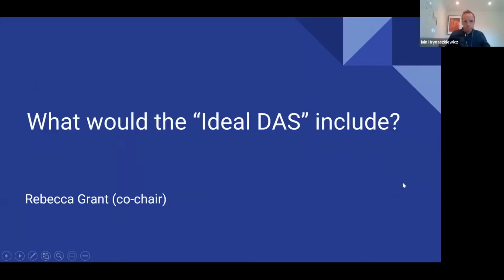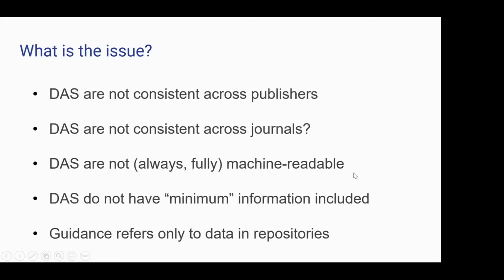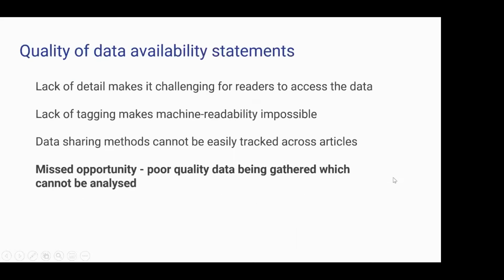Yes. Awesome. Okay, so I think we've seen there are a number of issues around DAS: consistency, quality, and machine readability to an extent, and I'll mention more about that. There was some criticism around data available on request statements, and also statements that say things like data are in the manuscript. Altogether, this is a quality issue. It makes it difficult for readers to access the data. It makes it difficult for other stakeholders to track what's happening with data sharing. And it's a missed opportunity because authors are creating all of this information, but it's still not great quality.